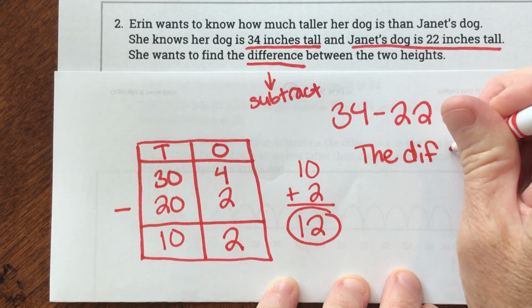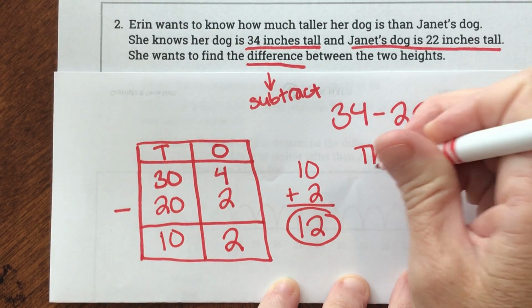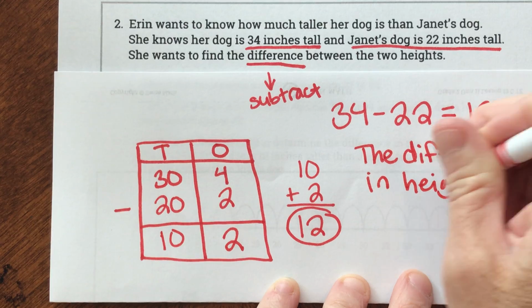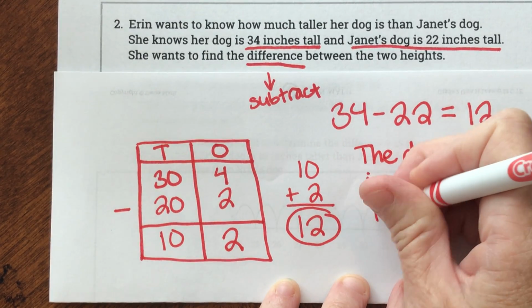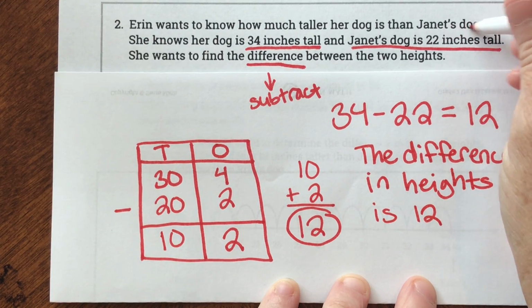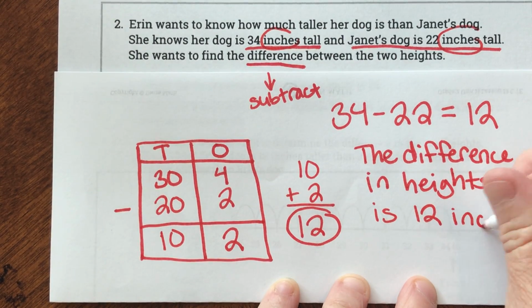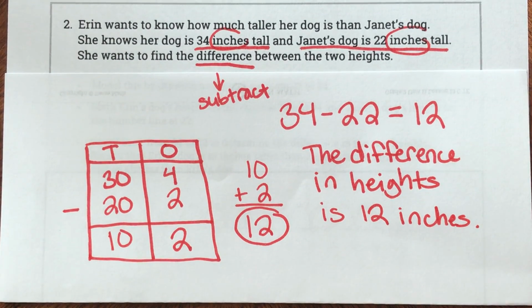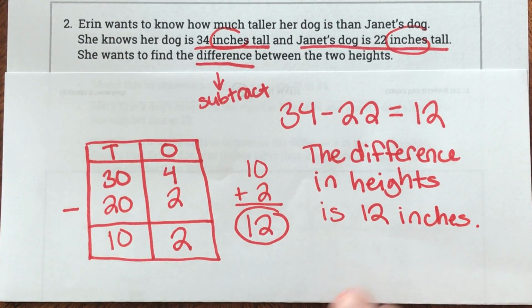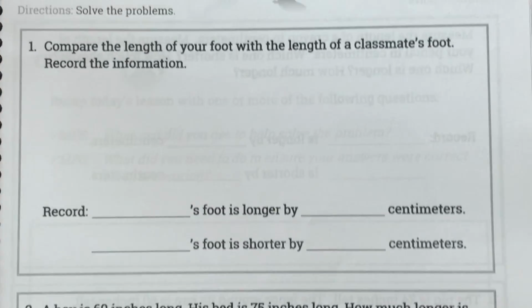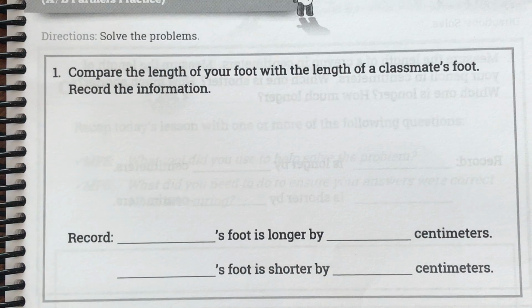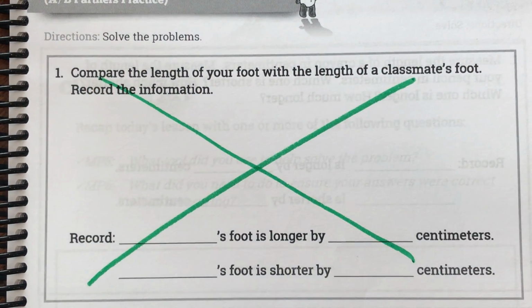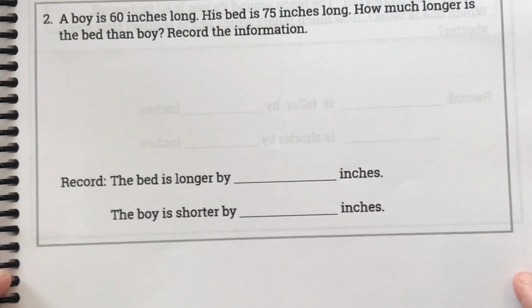the difference in heights is 12, and what measurement were we talking about? Inches. So I could say 12 inches. Okay, so boys and girls, we're gonna try that together. Okay, so grab your book, and we are on page 152. And this first problem we're actually not going to do. We're gonna cross that problem off because we don't really have our classmates with us right now, so we're just gonna go on to number 2.